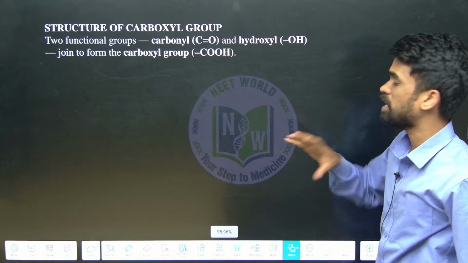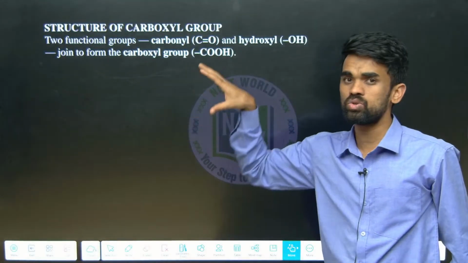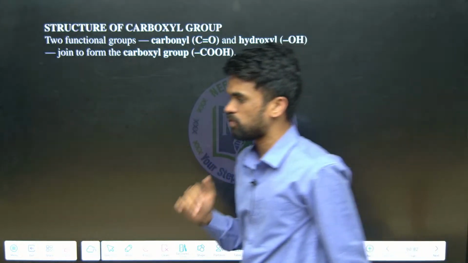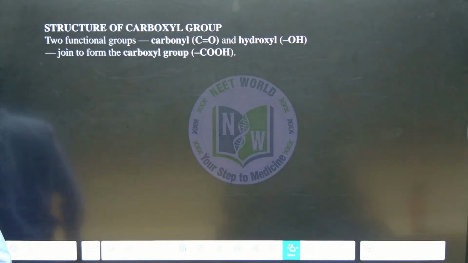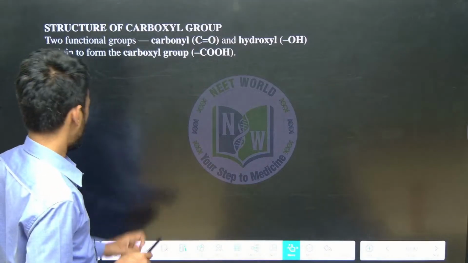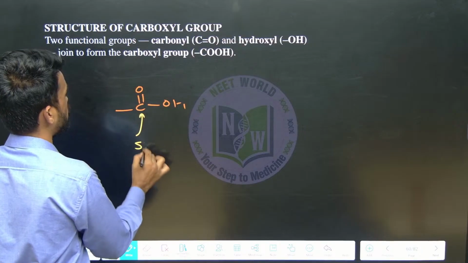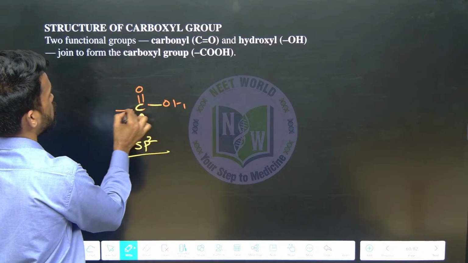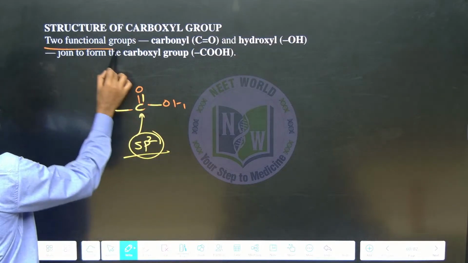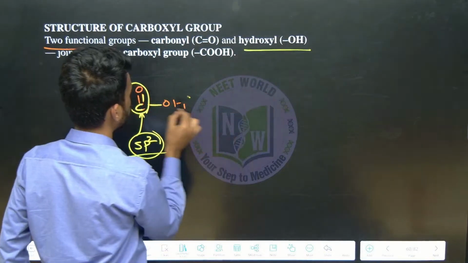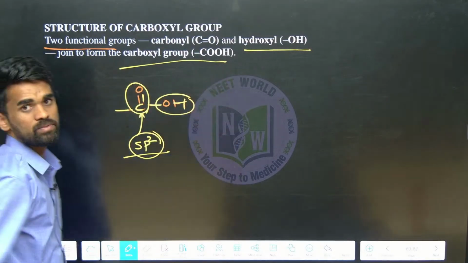Okay. So if they are making any question related to common names, mostly that will belong to carboxylic acids. Okay, because there are a lot of names and they have a lot of applications in daily life. So yeah, the carbon present in the carboxylic acid is also sp2 hybridized here. Because 3 sigma bonds we have, so 3 sigma bonds means sp2 hybridization. The 2 functional groups, one carbonyl group and one hydroxyl group, are present in a carboxylic acid. These 2 together join to form the COOH carboxylic group.